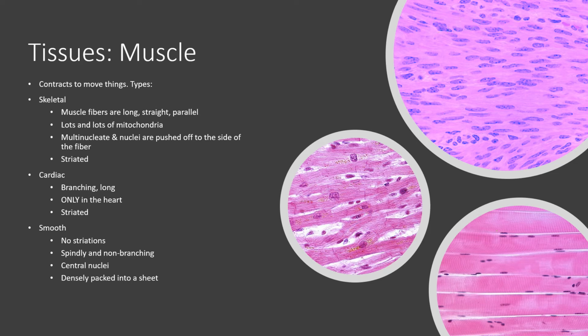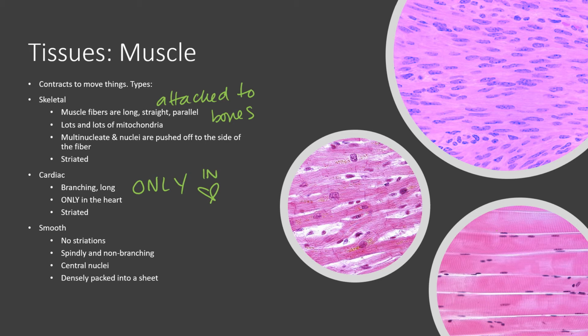You find skeletal muscle tissue, as we mentioned, attached to bones. Cardiac, you only find in the heart. The heart itself is cardiac muscle tissue. Your major blood vessels, your aorta, your vena cava, your other arteries and veins and capillaries do not have cardiac muscle tissue. It's just the heart itself.